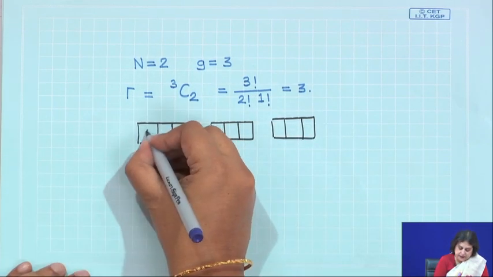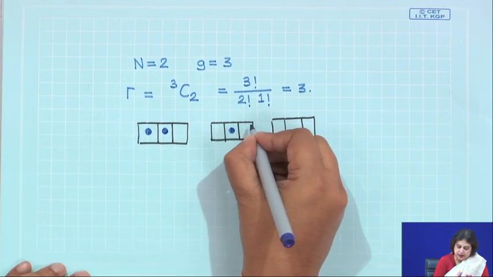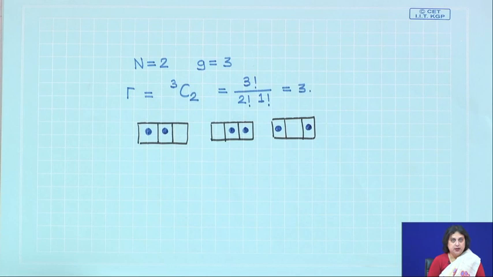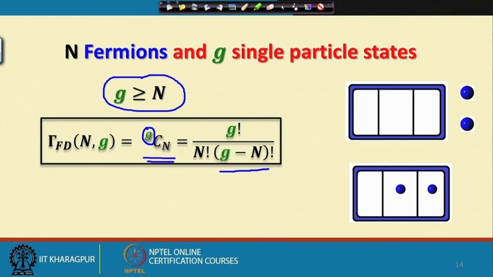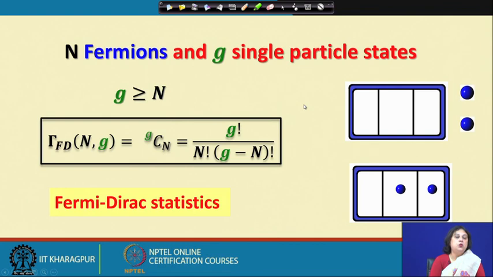So, this is microstate number 1, this is microstate number 2, and this is microstate number 3. The basic idea here is I am going to use this ball and box representation to generate the different microscopic states possible for this system. Now, let me go back and mention that this kind of counting of the number of microscopic states is attributed to what is known as Fermi-Dirac statistics.